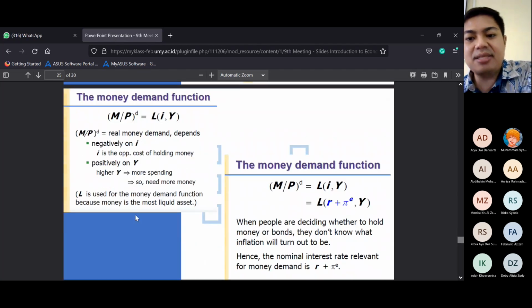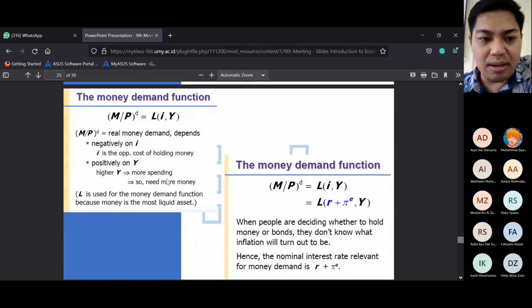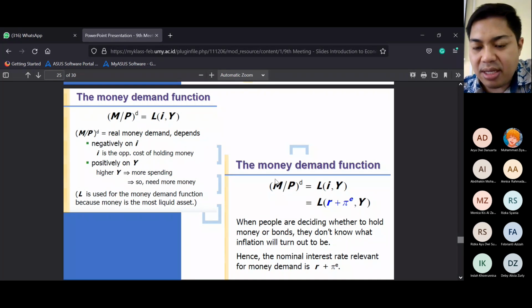So here are the details. I think you don't need to read the details about this because it will be discussed maybe later on. You just need to know the money demand function here: M over P, D equals L, a function of i, the interest rate, and Y, the national income. Whereby i and Y have a positive relationship with M and an opposite relationship with P, the price.